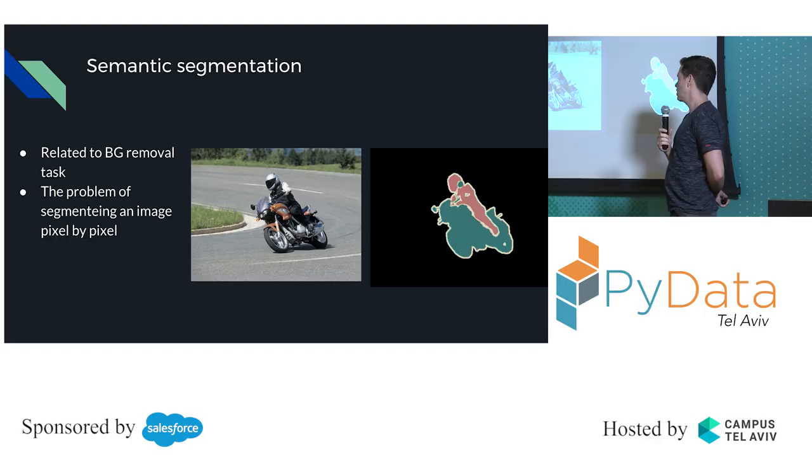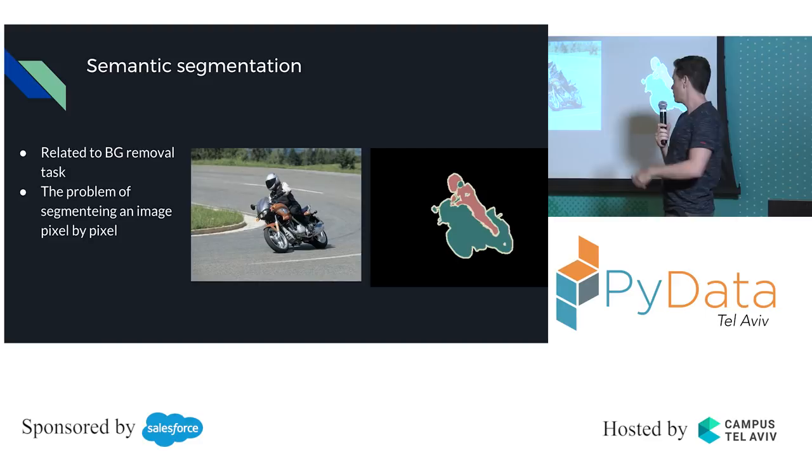You can see here what semantic segmentation is. It's taking a picture and segmenting it by its objects, like here in the picture, you see the motorcycle and the rider. Actually, it's an interesting problem because you need to segment every pixel in the picture.